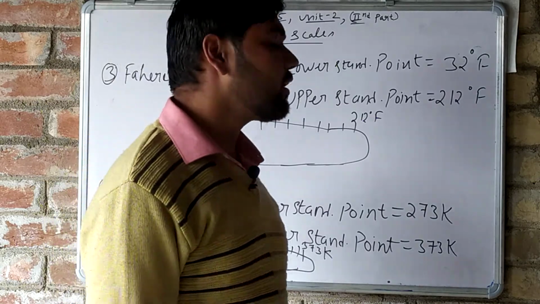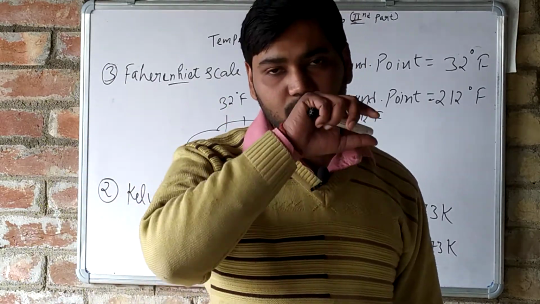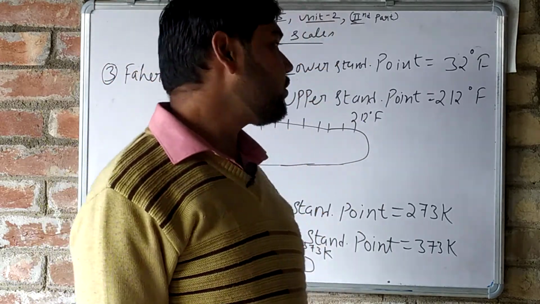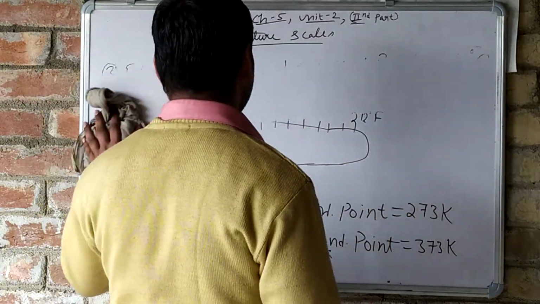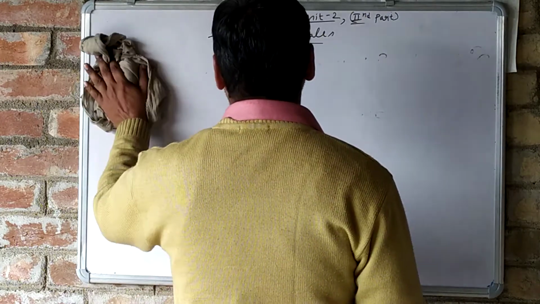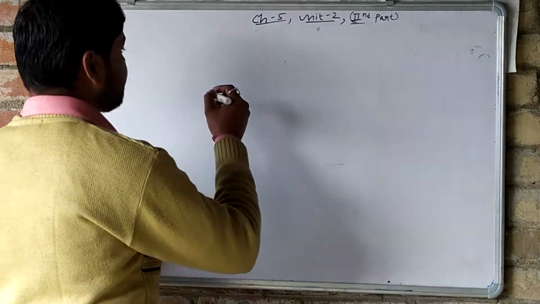Then we have studied the Fahrenheit scale. In this, the lower standard point is considered to be 32 degree Fahrenheit and the upper standard point is 212 degree Fahrenheit. Now we will study the interconversion of temperature.